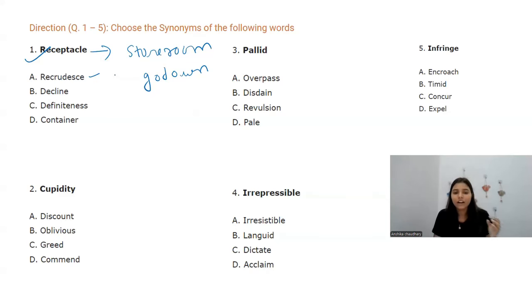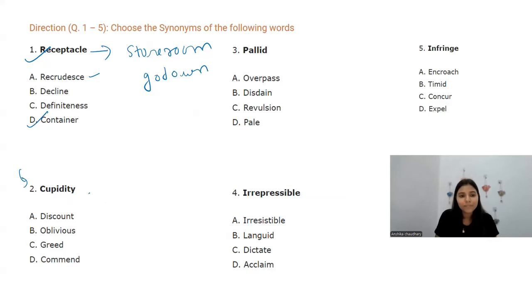Recurrence means a repetition of any disease or problem, so it doesn't make any sense. Now the next is decline. Decline means to deny something. Again, not making any sense. Definiteness. Definite means certainty. Again, not making any sense. Container. Container means a box that can contain something, that can store something. So container will be the correct answer for this particular question. I hope it is clear to you. Let's move on to the next question.